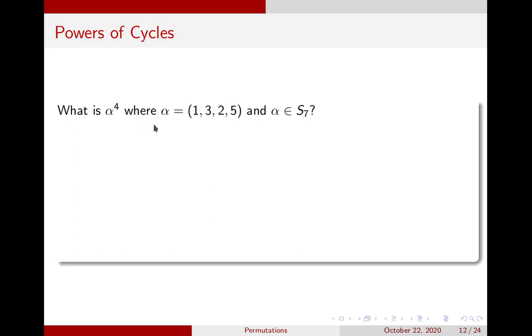So what is alpha to the 4th, where alpha is this cycle of length 4? Well, here's a picture of alpha, and we are going to begin by calculating alpha to the 4th when you plug in the number 1. So what happens when you apply alpha 4 times in succession to the number 1, looking at the cycle notation?